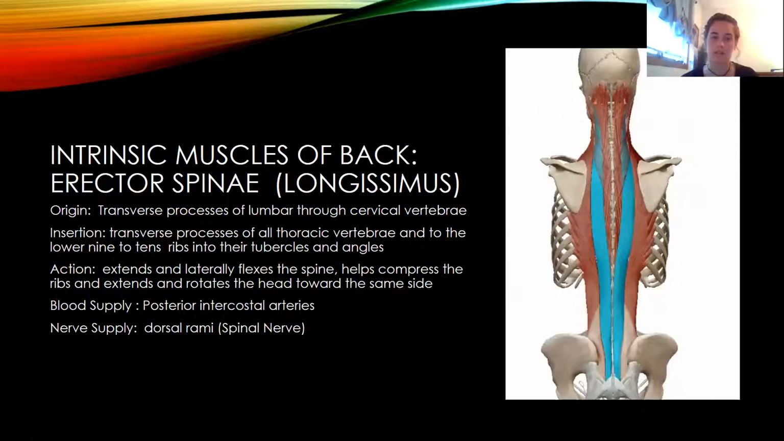Okay, so the erector spinae continue. There's also the longissimus. The origin of this is the transverse processes of the lumbar spine through the cervical vertebrae. The insertion for this is the transverse processes of all thoracic vertebrae and the lower 9 to 10 ribs, into the tubercles and angles. Action is that it extends and laterally flexes the spine, helps compress the ribs, and extends and rotates the head towards the same side. Then the blood supply is the posterior intercostal arteries, and the nerve innervation is the dorsal rami spinal nerve.